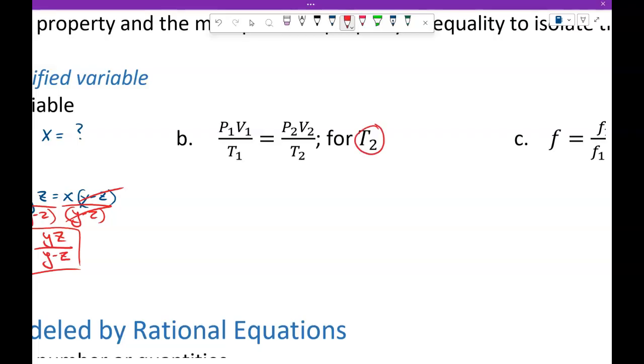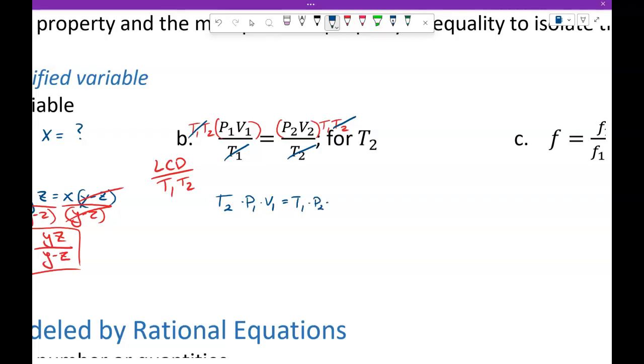So we want to isolate t sub 2. We look for our LCD, which is t1 and t2. And so we're going to multiply everything by t1 and t2. We'll do a little bit of a shorthand here. We don't need to rewrite the equation. We're multiplying both sides by t sub 1 and t sub 2. On the left, the t sub 1 eliminates, leaving us with t sub 2 times p1 and v1. And on the right side, t sub 2 eliminates, leaving us with t1 times p2 times v2.